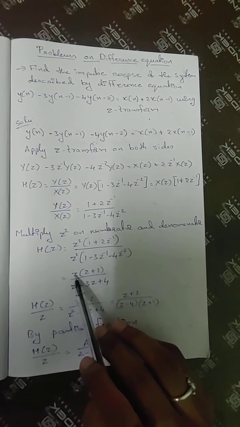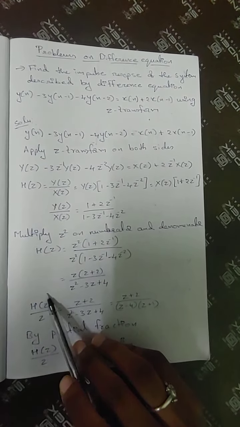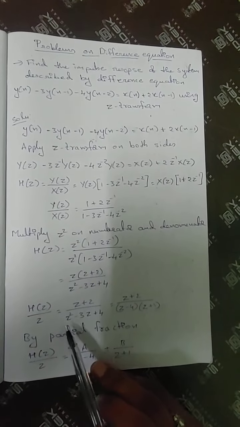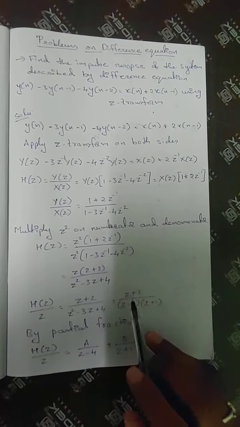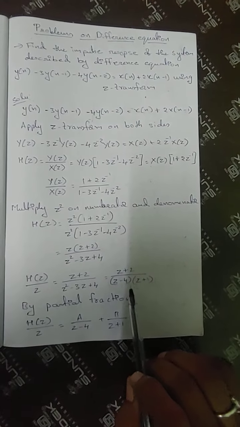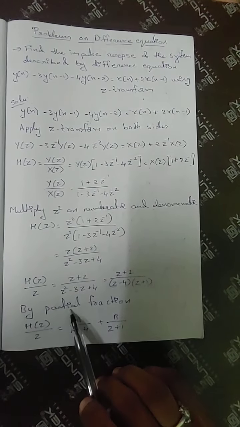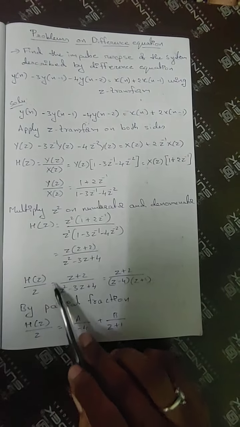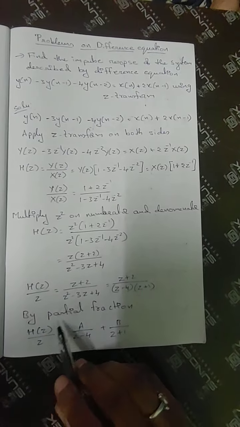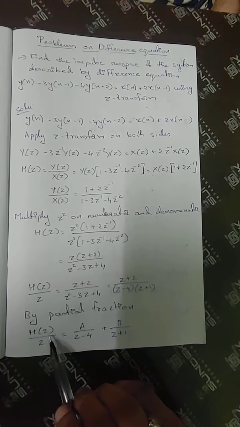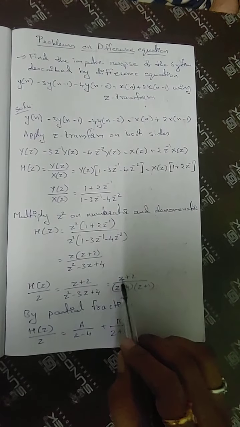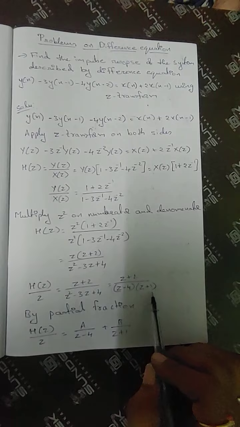So here z square, so take this z to the left hand side, that is H of z by z is equal to z plus 2 by z square minus 3z plus 4, which is equal to z plus 2 divided by z minus 4 into z plus 1. So by partial fraction method, so this is not the impulse response. Impulse response is nothing but small h of n. That is found by the partial fraction method. So this equation you have to write in fraction form.